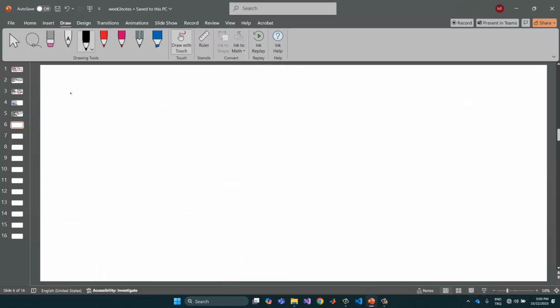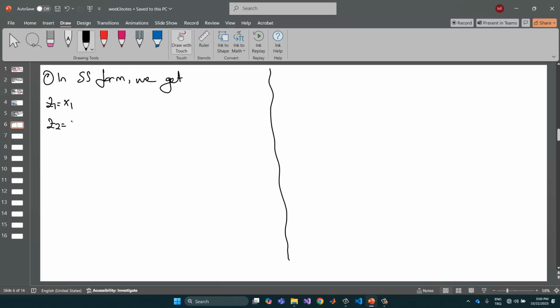So in the other form, in SS form, we get z1 is equal to x1, and z2 is equal to x2. z3 is equal to the x1 dot, and z4 is equal to the x2 dot. Okay, this is our selection or choice. You can design anything based on these terms.